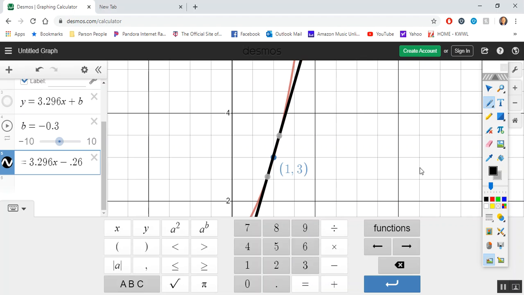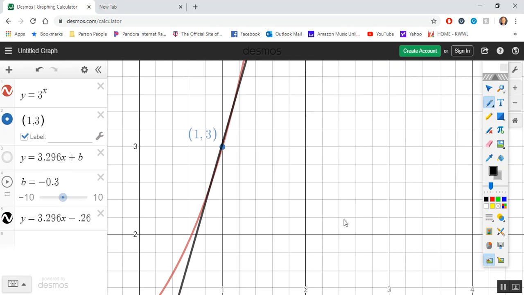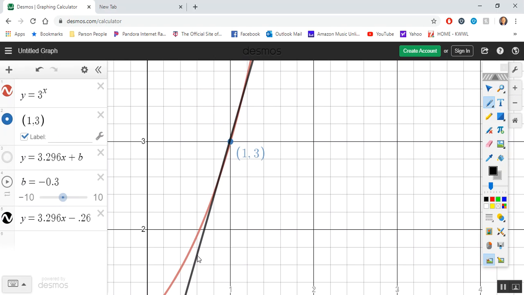What do you guys think? Pretty darn close to a line of tangency. Would you guys agree with that? Maybe. We did exactly 1 comma 3. I don't know. We're going to be pretty gosh darn close.